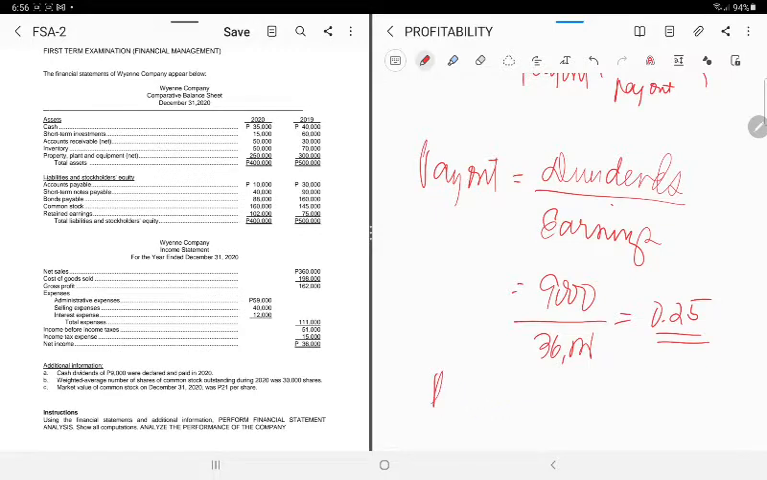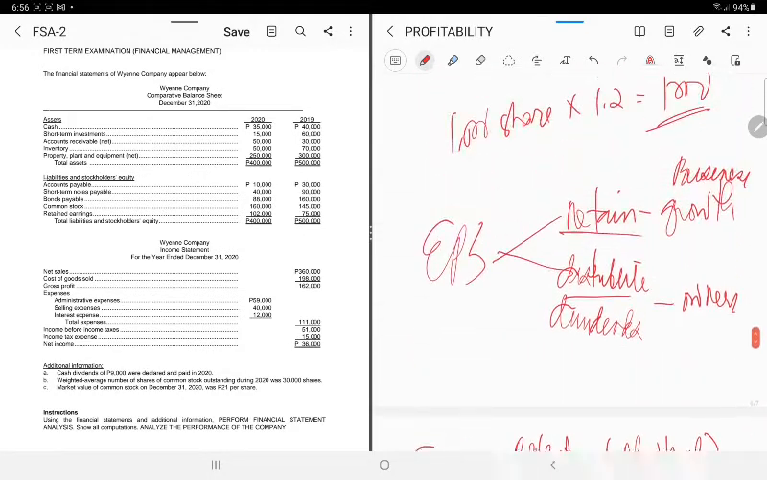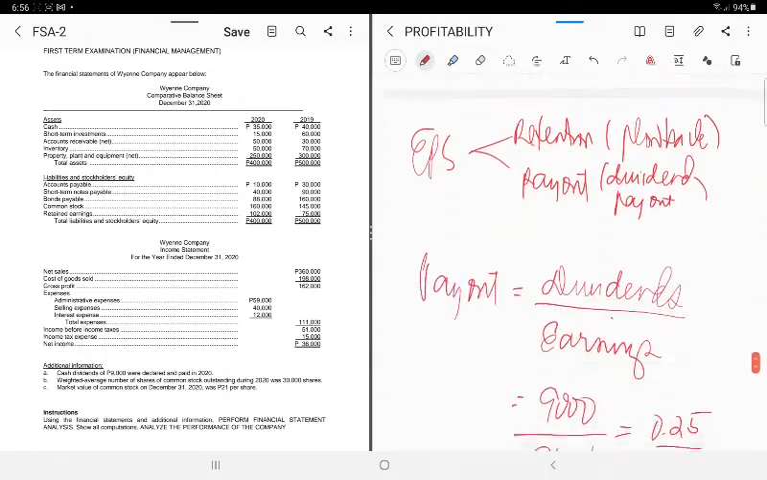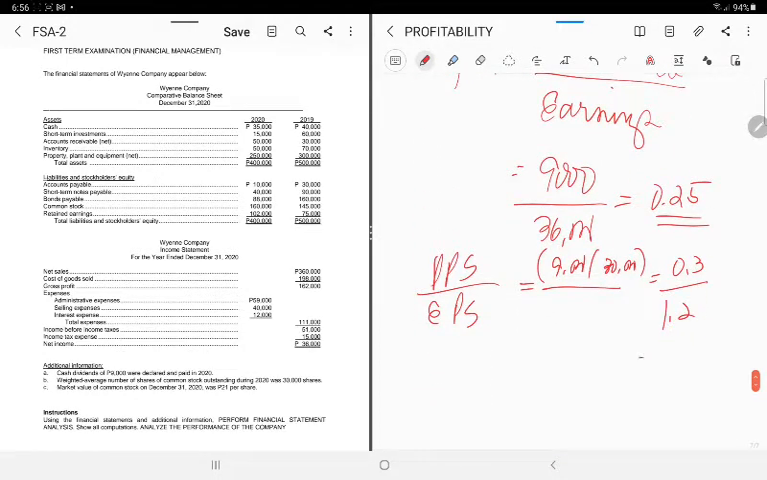Pwede rin naman ang gawin nyo ay dividend per share divided by earnings per share. Ilan yung dividend per share mo? The DPS would be 9,000 divided by 30,000. Di 9 divide nyo sa 30,000, ilan yun? 0.3. E, diba nakuha natin earnings per share? Ilan ang earnings per share natin, class? Ayun, 1.2. So, 0.3 you divide by 1.2. That is also 0.25. Parehas lang. Okay? So, depende kung ano data na meron kayo. It won't deviate kasi ginawa mo lang naman per share to.